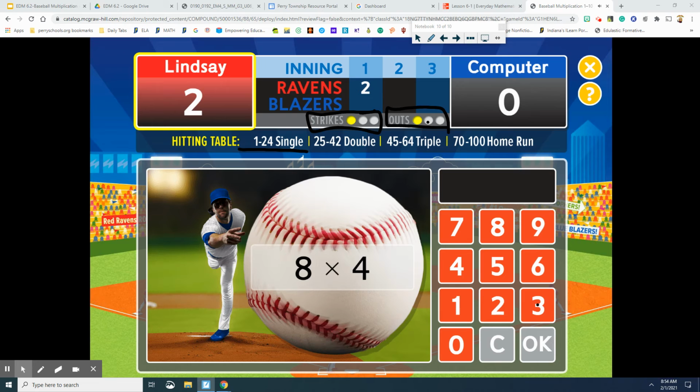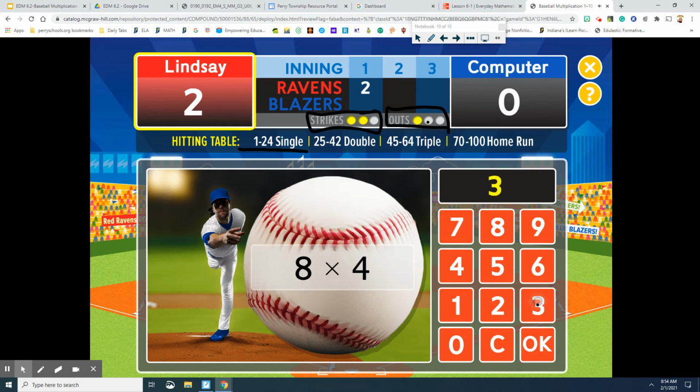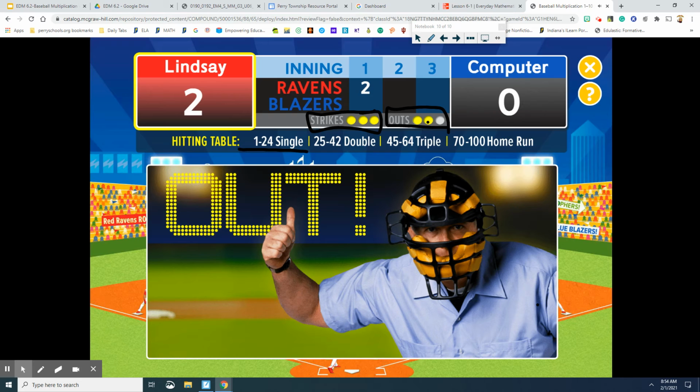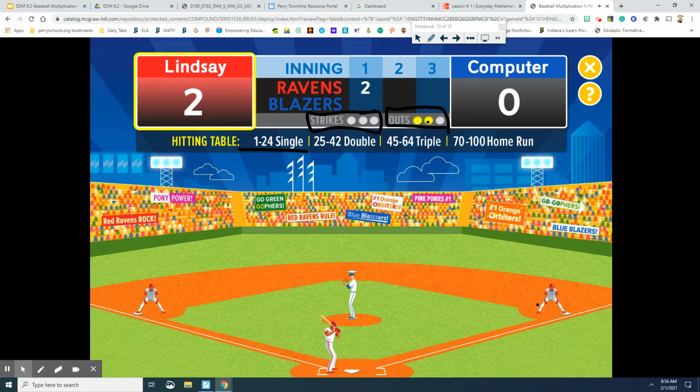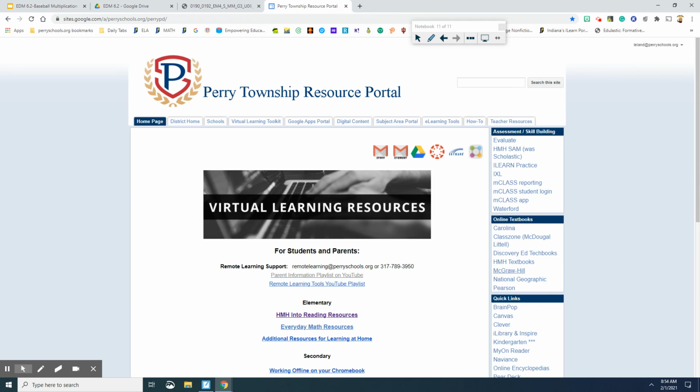So I'm just going to show you that. I'm going to say 8 times 4 is 41. 31. Another strike. Incorrect. Strike 2. Take another swing at the answer. Incorrect. Strike 3. You're out. So you would continue playing. If you're playing it by yourself, the computer will go through all of this, and then you'll be able to play again for the next inning. So that's your game that you're playing.